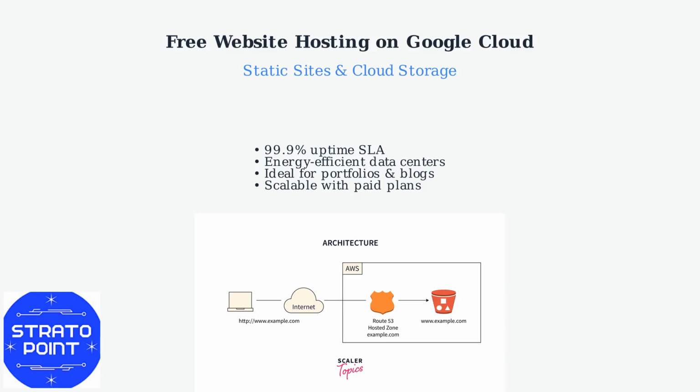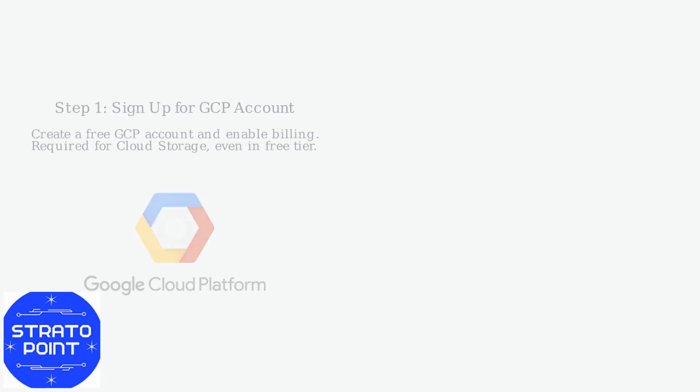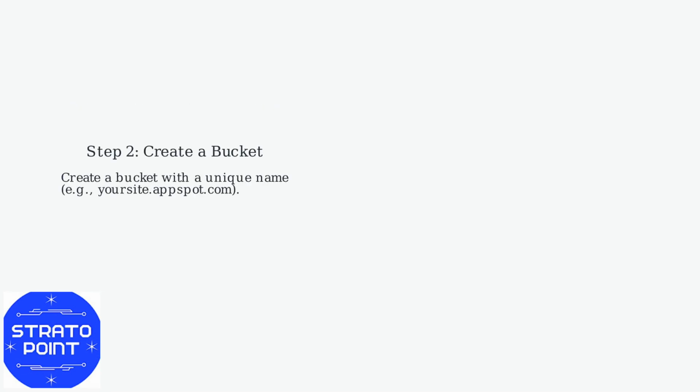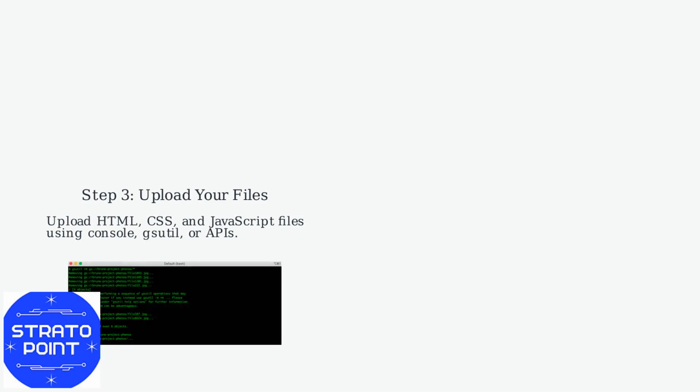To set up your static website on Google Cloud, start by creating a free GCP account and enabling billing, which is required for cloud storage. Next, create a bucket in cloud storage with a unique name, such as yoursite.appspot.com. Then, upload your HTML, CSS, and JavaScript files using the console or gsutil tool. After uploading, configure the bucket for static website hosting by specifying an index page and making it publicly readable.